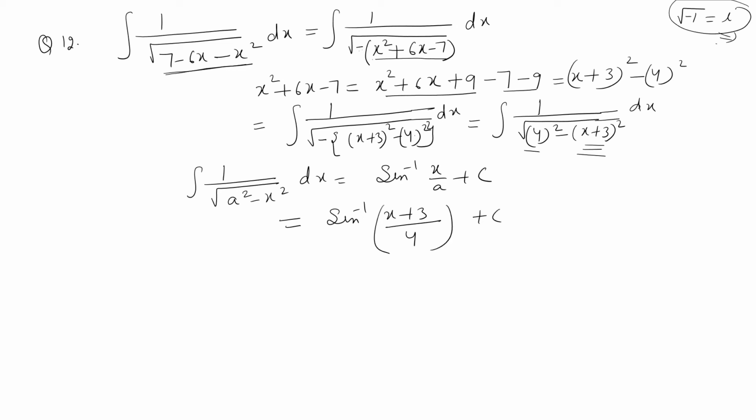You need to be a little careful if something is like (3 minus x) whole square here. Then you have to take this dx will change to minus dt, as we did in question number 3 of this same exercise, in the very first line. Otherwise it is okay as it is x plus 3 whole square. The derivative of it is 1 itself. So sine inverse (x plus 3) by 4 plus c is the required answer.